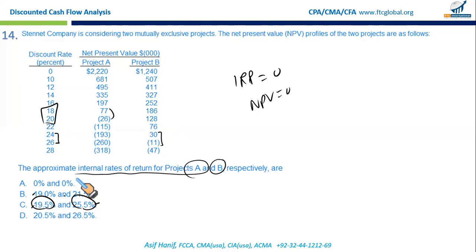25.5 and 19.5, these are the IRR. So we didn't do any calculation. We didn't do any calculation and we got the answer. Ahmed said D. Ahmed, C.